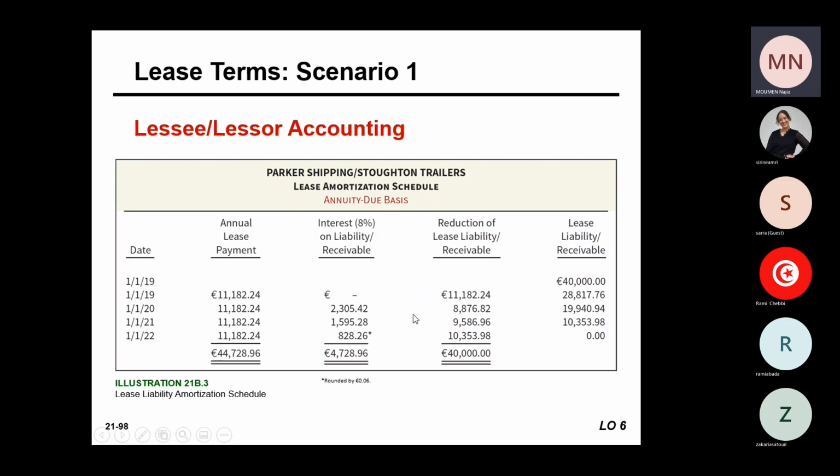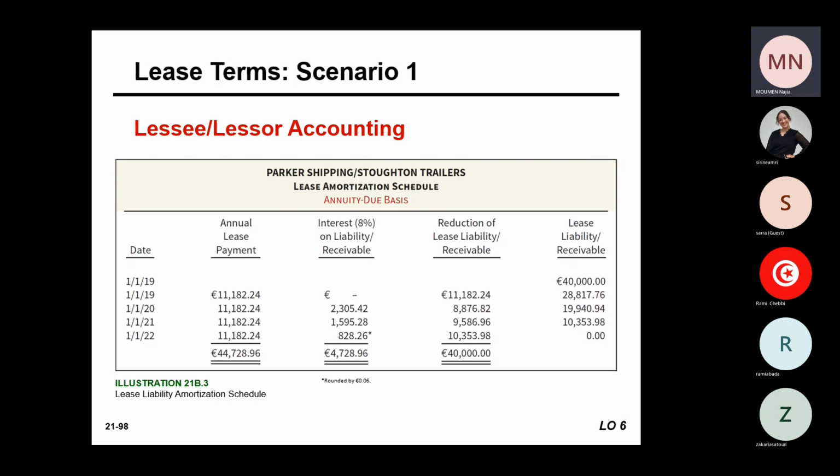And of course, this new carrying value will be subject to what? To 8% of interest, of course. That's the 2,305. So the reduction of the lease liability or receivable will be what? The difference between 11,182 and 2,305. And the process will be the same until we get, at the end of the 4 years, 0 as a lease liability or receivable. So it's already totally amortized, okay?